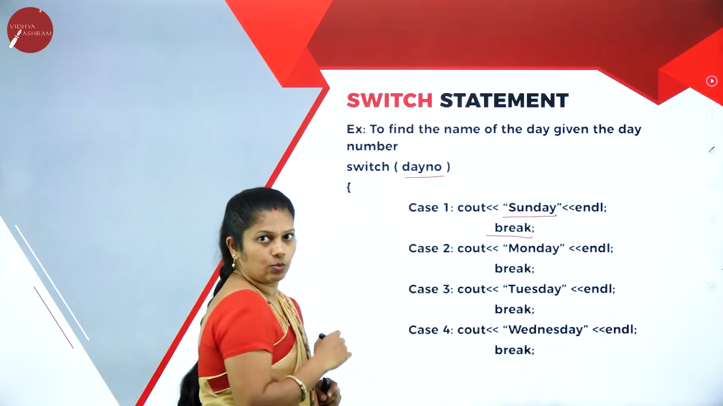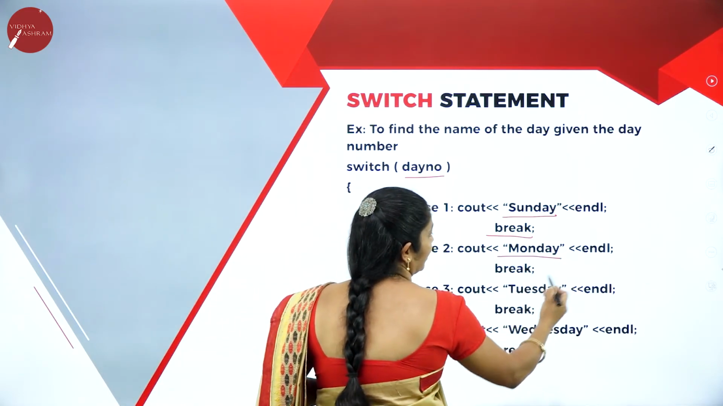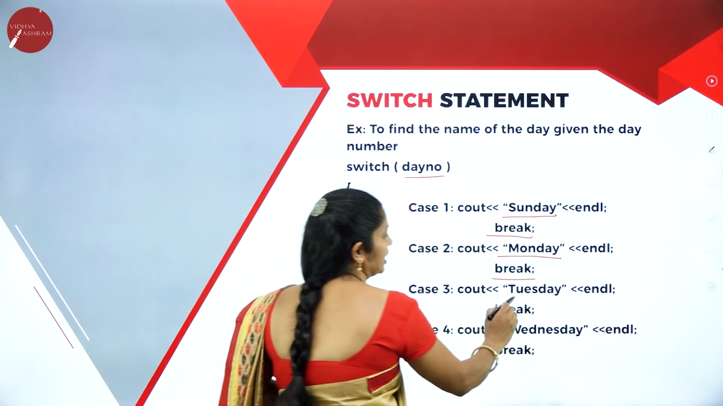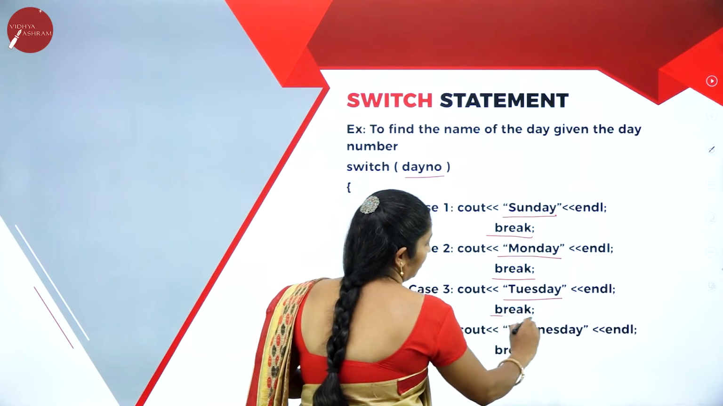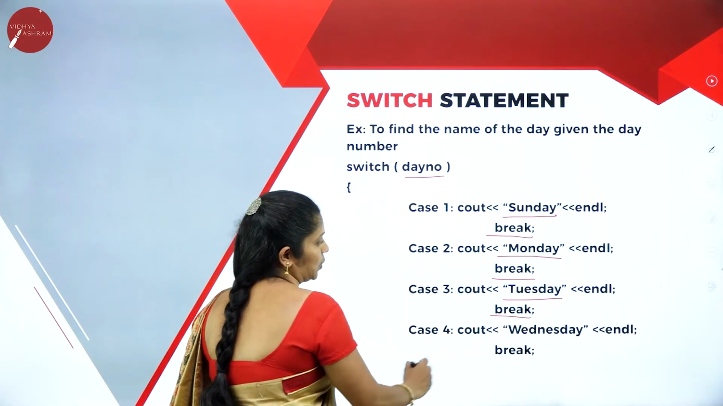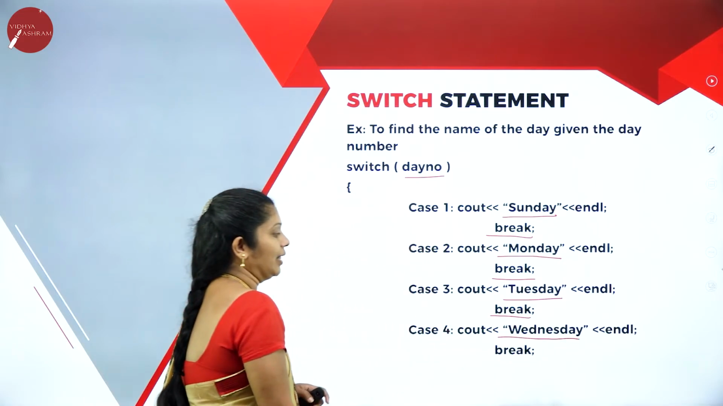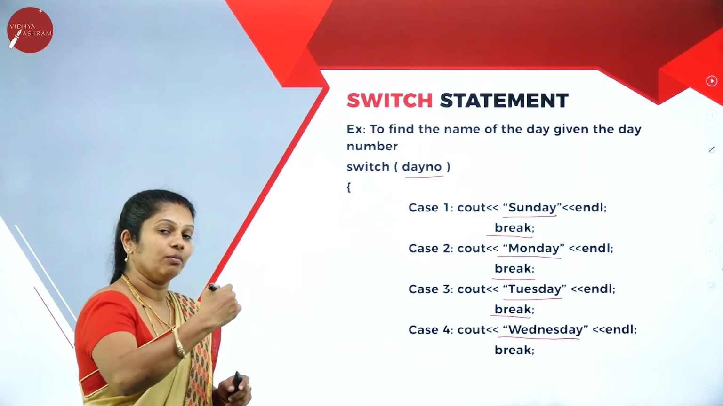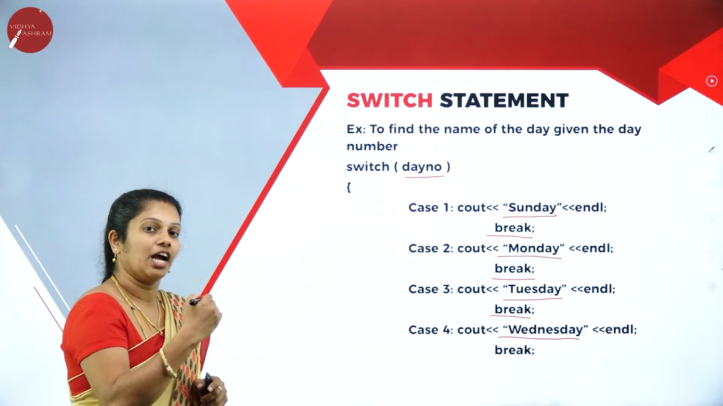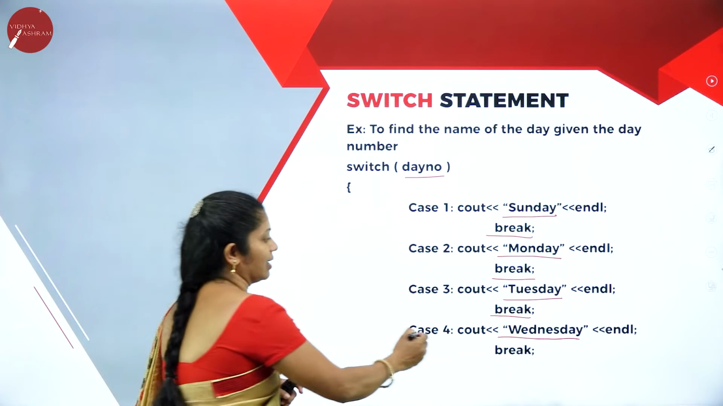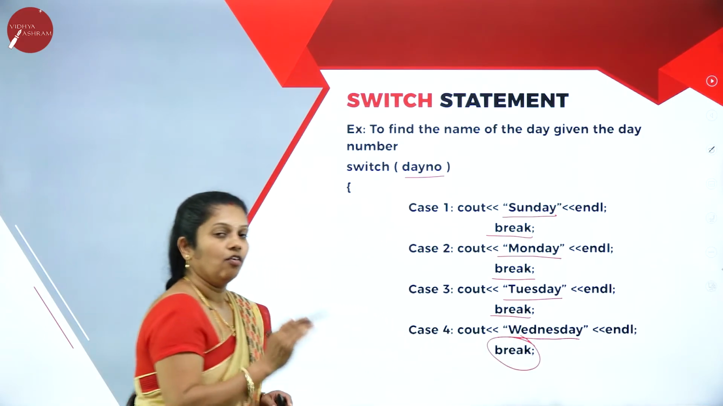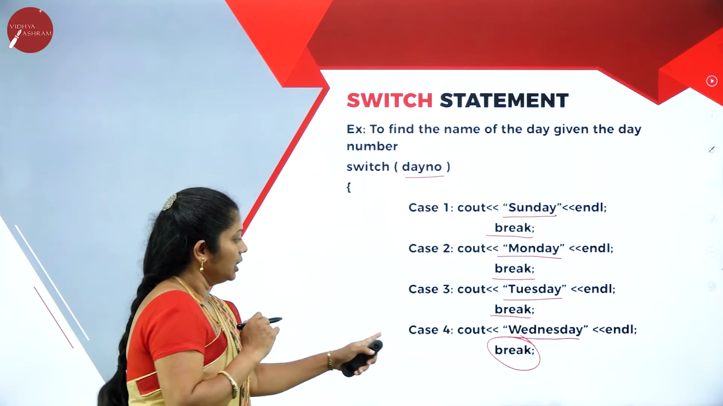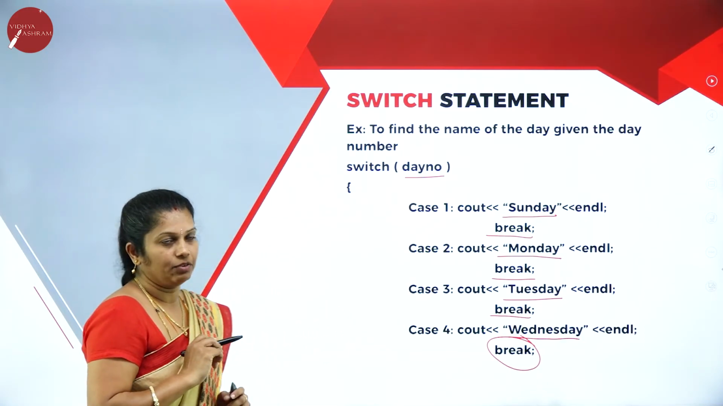Next, if the case is equal to 2, then it will display Monday, then break. In the same way, if the case is equal to 3, then it will display Tuesday, then break. If the case is equal to 4, then it will display Wednesday, then break here. It means that we are coming out of the switch itself. For that sake we are using the break concept. When you want to come out of the program itself, there we use the exit concept. Now up to case label 4 we have given.